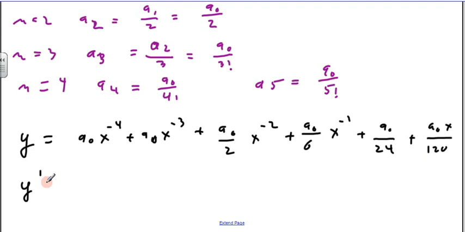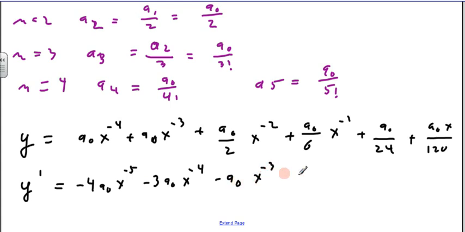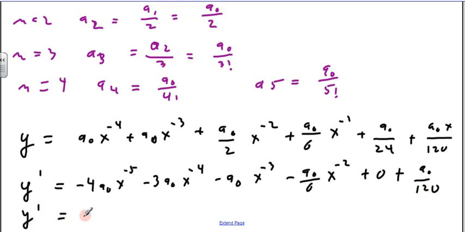Y prime. Now, we need 2 of the y primes, right? The original problem? Yes, 2 of the y primes. So y prime is minus 4 a_0 x to the minus 5, minus 3 a_0 x to the minus 4, minus a_0 x to the minus 3, minus a_0 over 6 x to the minus 2. This becomes a_0, and this becomes a_0 over 120. I'm going to just write down the same thing all over again and not say much so that I don't interfere with my thinking.